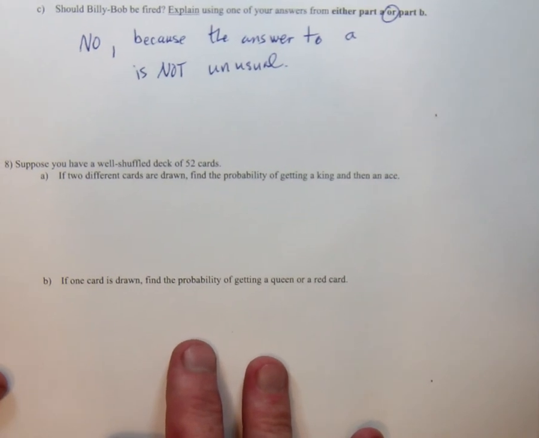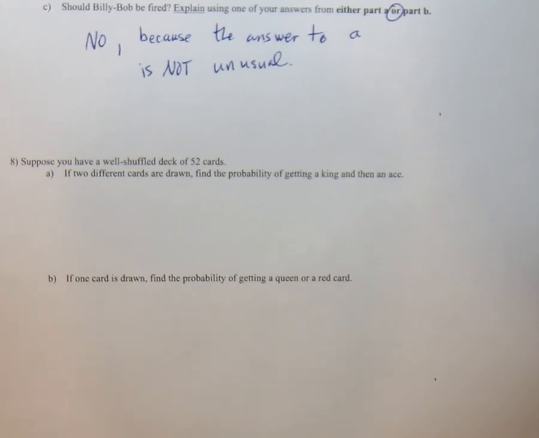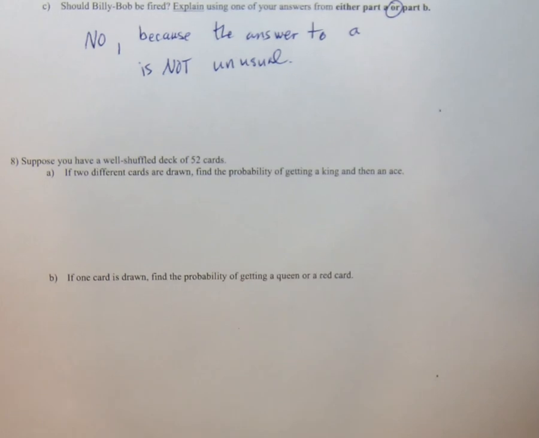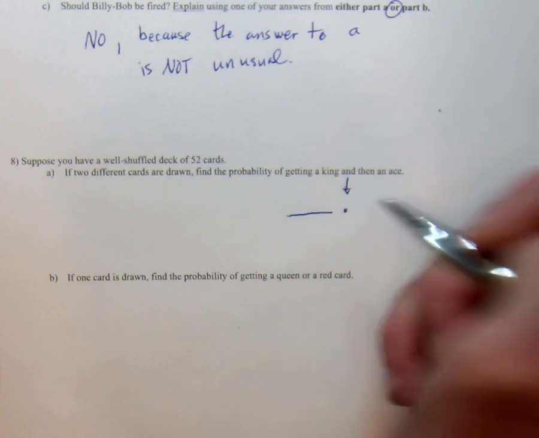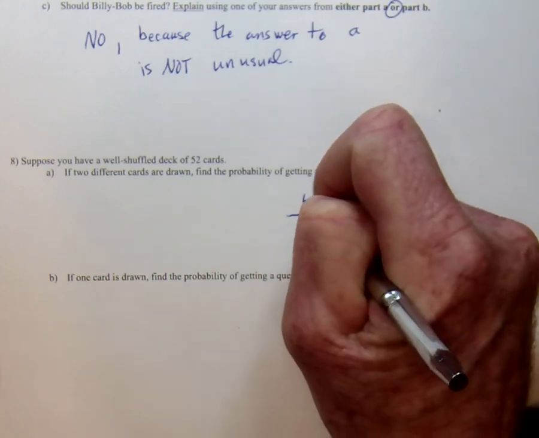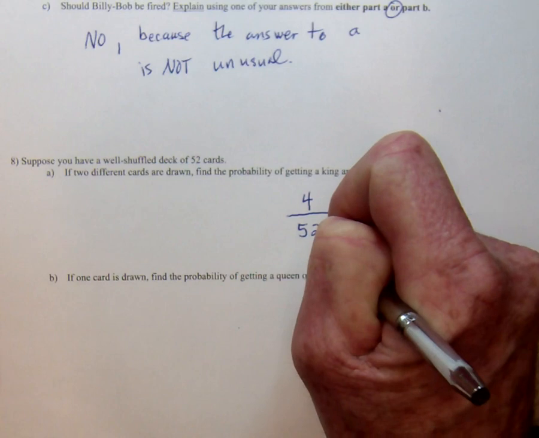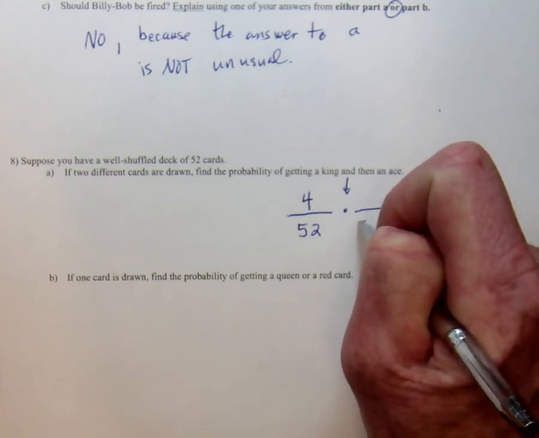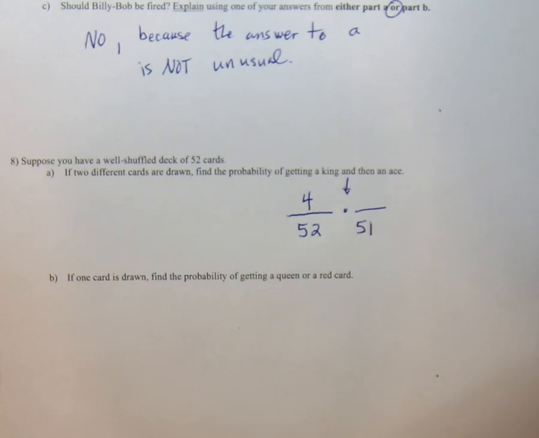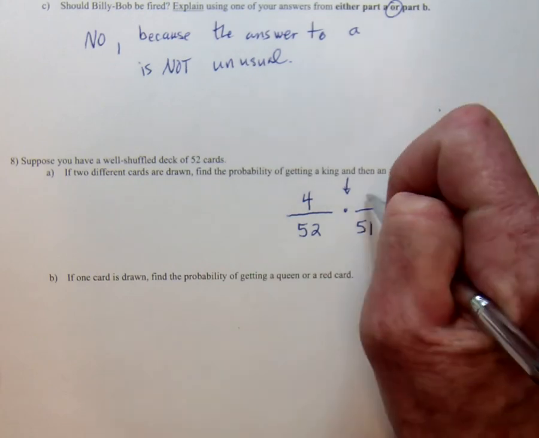Then back to some probabilities. So two different cards are drawn. Find the probability of getting a king and then an ace. So remember that the and turns to multiplication. So for a king, there are 4 kings, and if that's the first card, there's 52 cards in the deck right now. And turns to multiplication, and then for an ace. Well, since 1 king has been taken out, there's now only 51 cards left. And for the aces, there's 4.